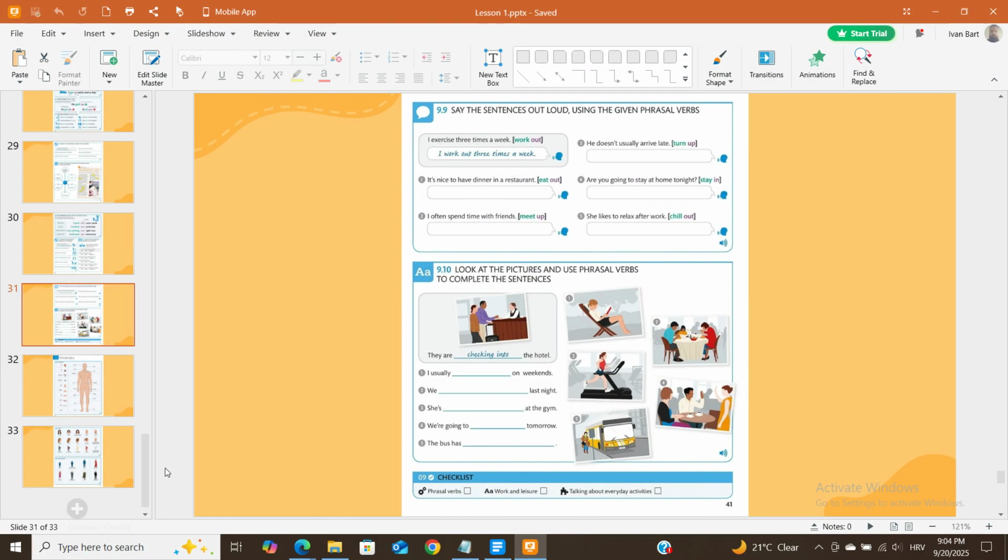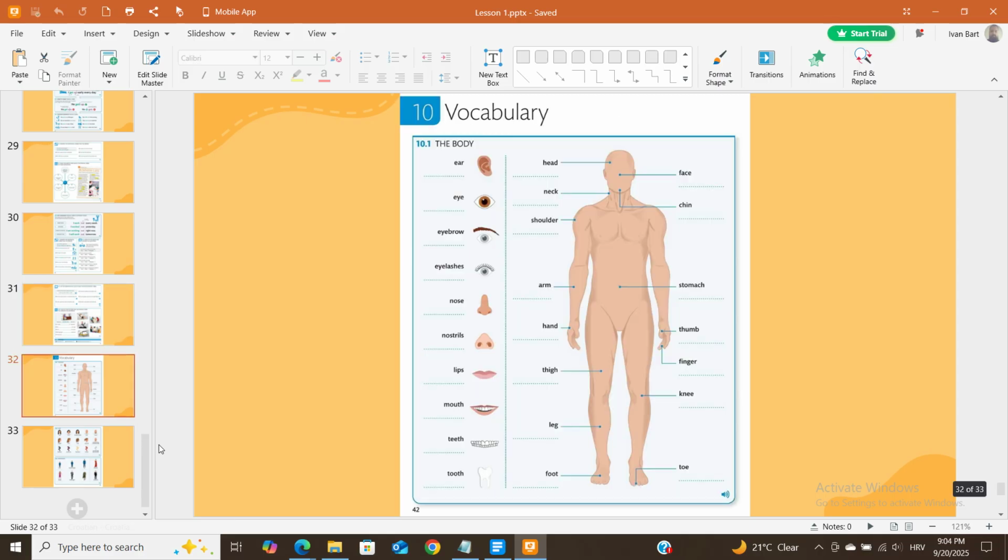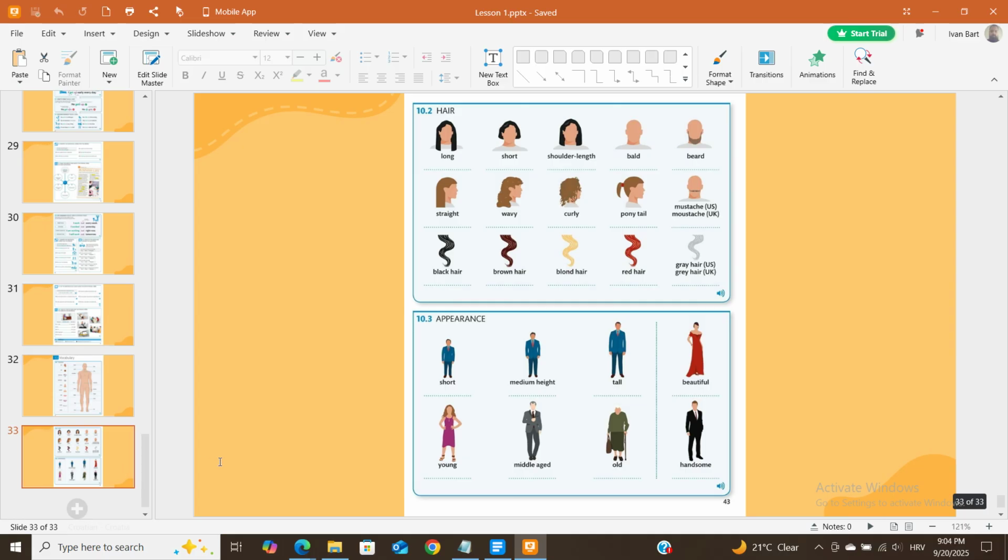10.2 Hair: long, short, shoulder length, bald, beard, straight, wavy, curly, ponytail, mustache (US), mustache (UK). Black hair, brown hair, blonde hair, red hair, grey hair (US), grey hair (UK). 10.3 Appearance: short, medium height, tall, beautiful, young, middle-aged, old, handsome.